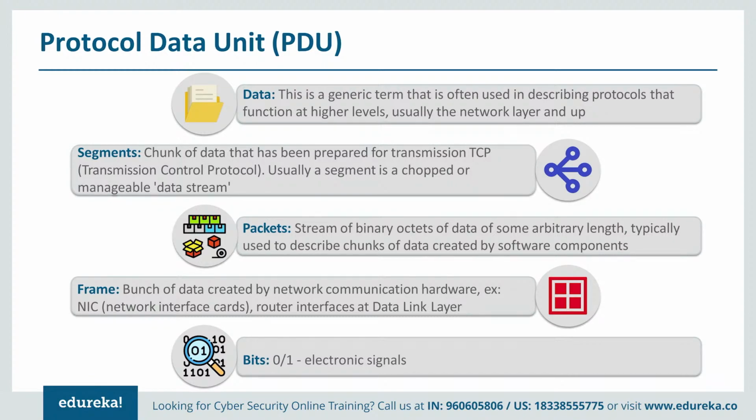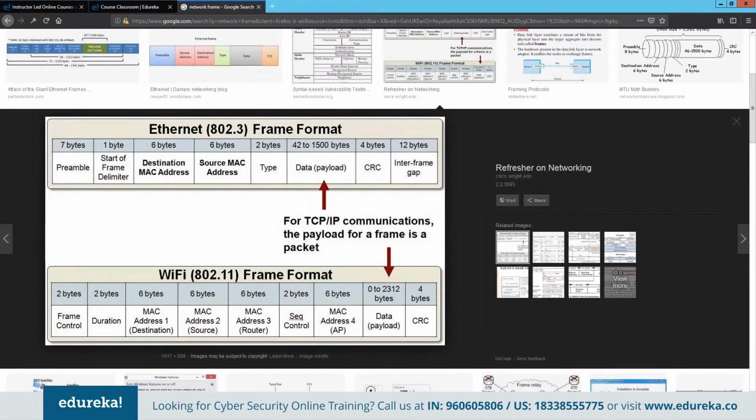Second one is frames. A frame is on layer 2, the data link layer. It's a bunch of data created by network communication hardware, so the NIC card or router interface creates this set of information. This is how a frame looks like. It's the 802.3 frame format, or the 802.11 frame format. The frame will have the destination MAC address to where the information has to go, and also who the sender is, the MAC address of the router, and the access point's MAC address.